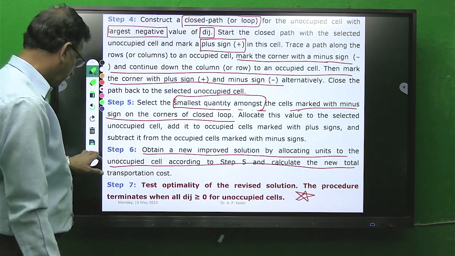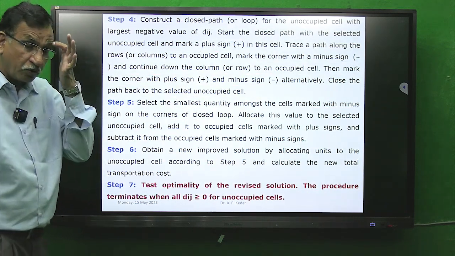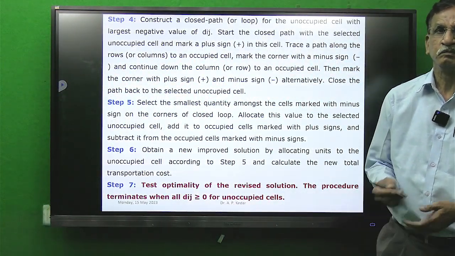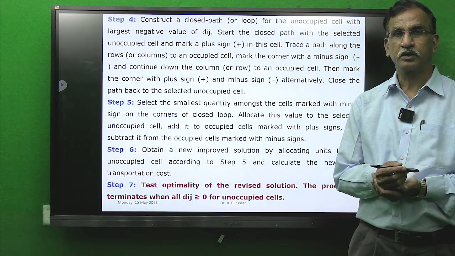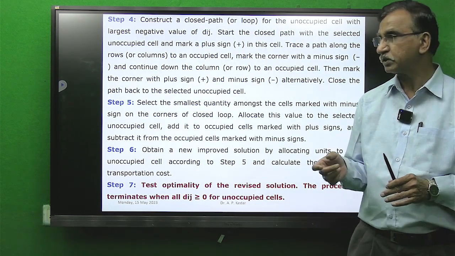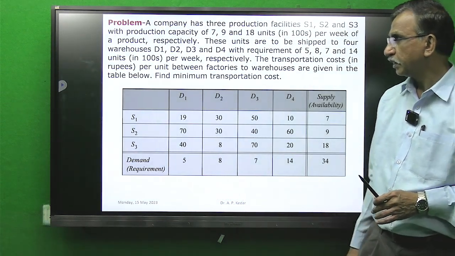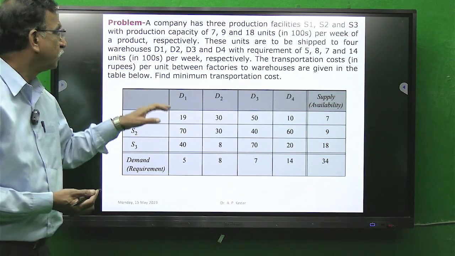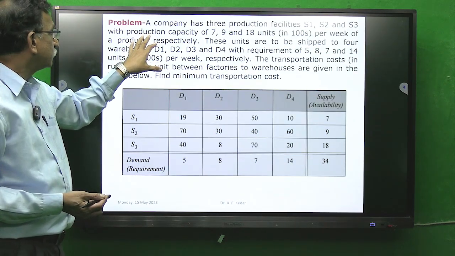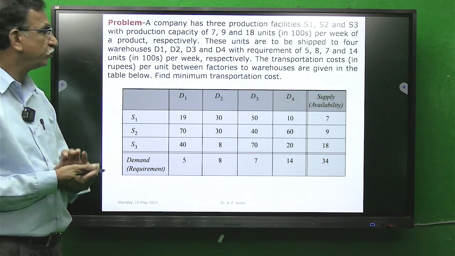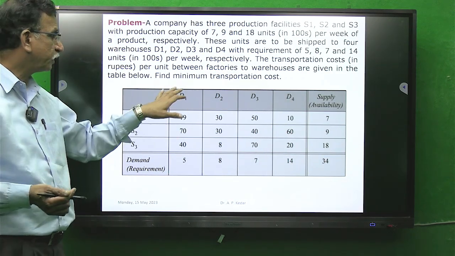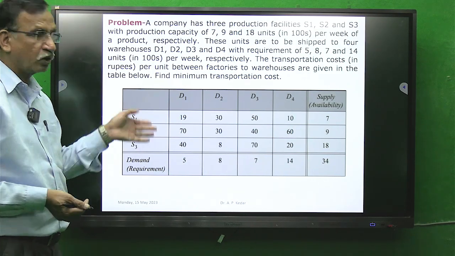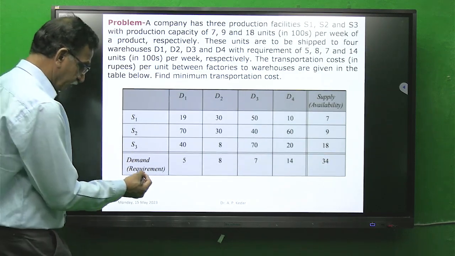So these are the exhaustive steps for the modified distribution method. Now once we are through with these steps, our task is to apply this to a real life problem. Now what will we be doing? We will be studying the same problem for which we have calculated the initial feasible solution. This is the same problem, and we got the initial solution for this problem by VAM.